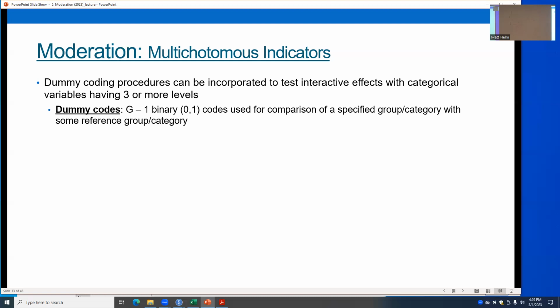Well, what I can do is I can start to recode that to start to look at specific things in ways that can start to be effective. What I'm going to do is dummy code that categorical variable so that I have 0, 1 codes, so that I'm going to get a comparison of some reference group with every other group in the model.